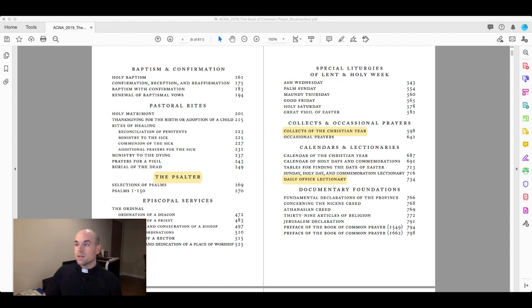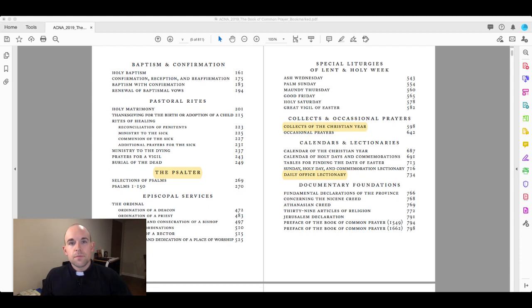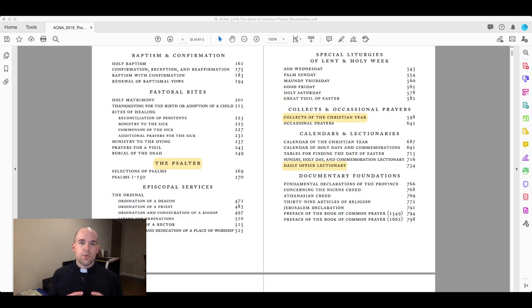The third one is the Collects of the Christian Year, which in the ACNA's prayer book starts on page 598. The collects are these written prayers that are sort of like summary prayers designed for use in a prayer service. Okay, so one explanation of the name is that they collect the people's prayers and sort of summarize them and offer them up to God.